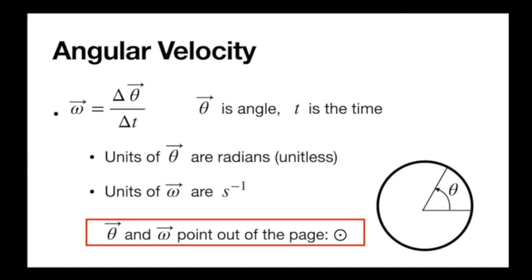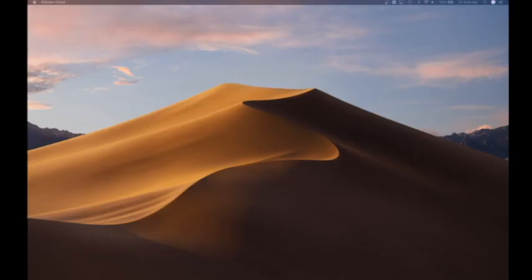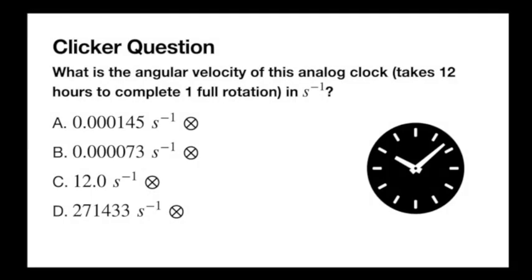But that's angular velocity. So let's do a practice question with this. What is the angular velocity of the hour hand of an analog clock? So it takes 12 hours to complete one full rotation. What is the angular velocity of that hand in seconds? So I'll give you a sec to do the calculation, and I accidentally quit iClicker. What is the angular velocity of the hour hand on an analog clock?